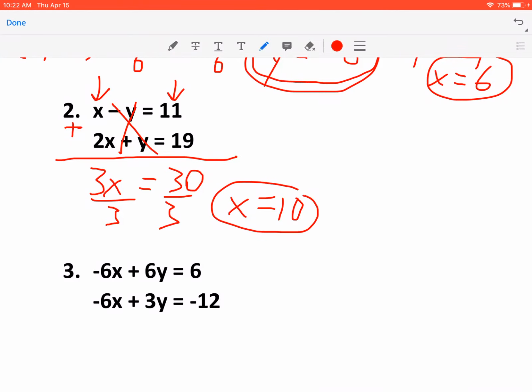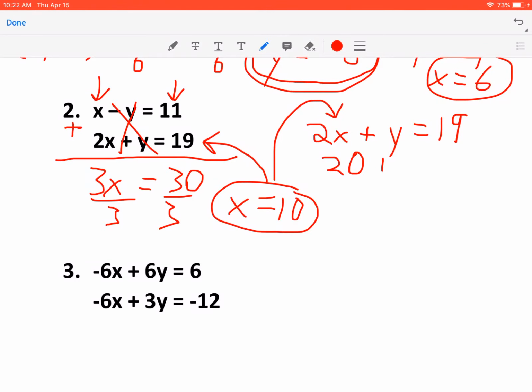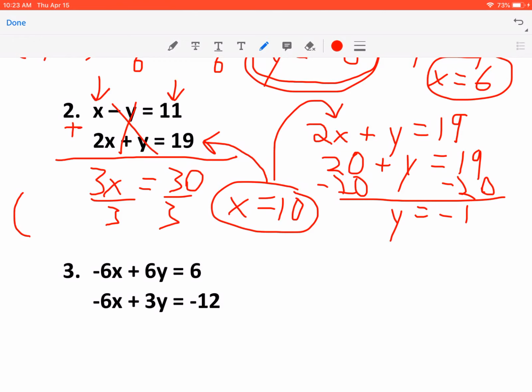Now, you got to solve for y, so it's up to you, whichever one you want to plug it back into. The first one or the second one, I'm just going to use the second one, it doesn't matter. That's 2x plus y equals 19. Well, if x is 10, isn't that 2 times 10 is 20 plus y equals 19? How are you going to get y by itself? Subtract 20. 19 minus 20, y equals negative 1. So your answer is the coordinate x is 10, comma, y is negative 1. There's your answer. Okay?